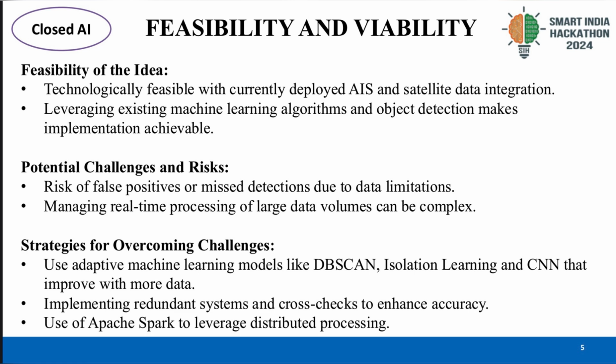First is adaptive machine learning. We are employing advanced algorithms like DBSCAN, isolation forest, and CNN that continuously learn and improve their accuracy as they process more data. Then, redundancy and cross checks. To enhance our reliability, we are implementing redundant systems and cross checking mechanisms to minimize error. Then, distributed processing. Utilizing Apache Spark, we are harnessing the power of distributed computing to handle large datasets efficiently. By combining these approaches, we are confident in our ability to create a robust and effective oil spill detection system.